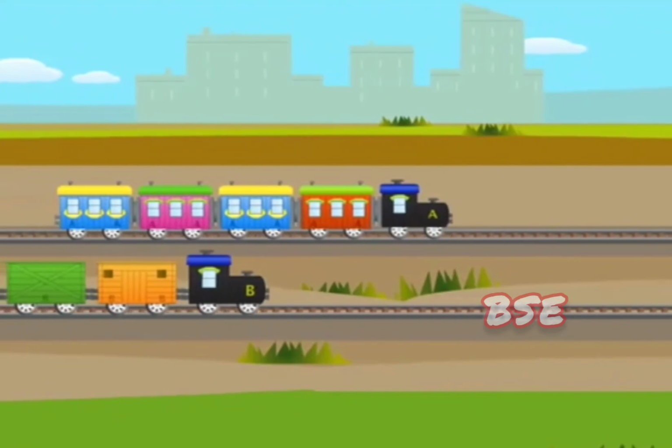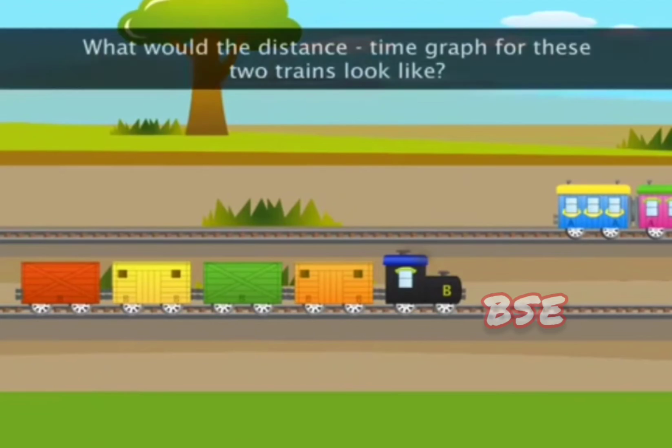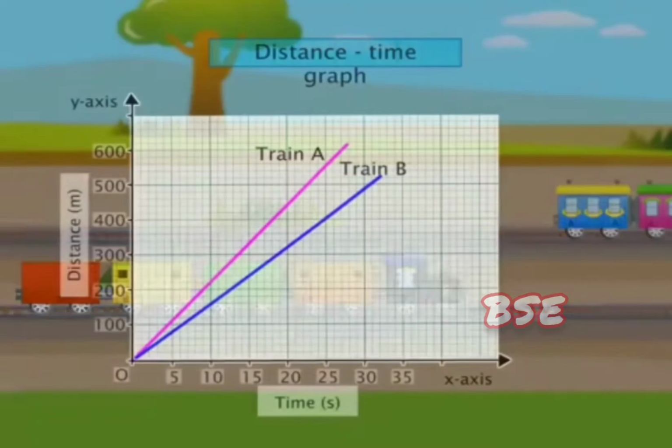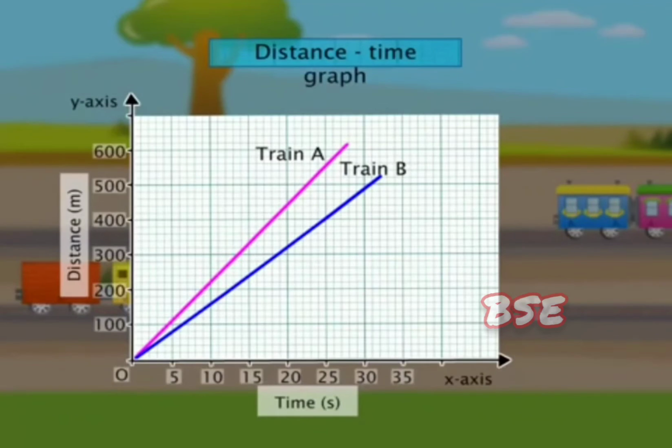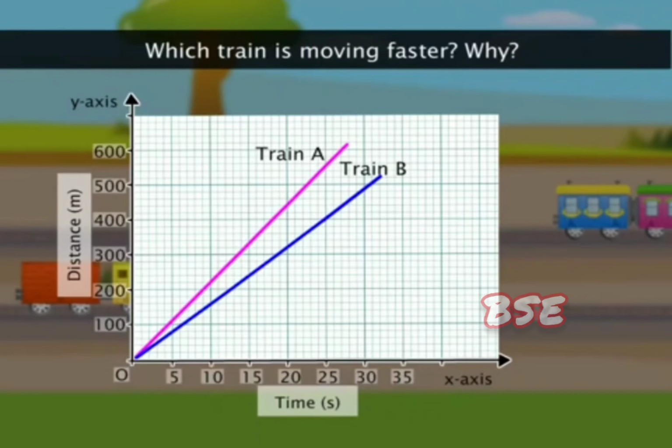Look at these two trains. Both are in motion. What would their distance time graph look like? Here is the distance time graph showing the progress of both train A and train B. In this graph, distance is measured in meters and time in seconds. Can you say which one of these trains is moving faster and why?